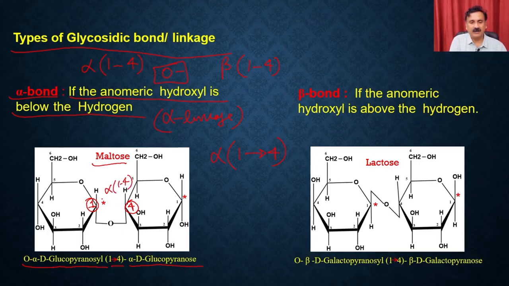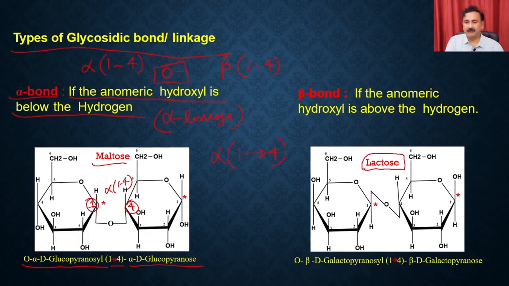And why is it called alpha? Because the OH involved in the formation of the glycosidic linkage is present in the alpha conformation. Then we have another example, lactose.